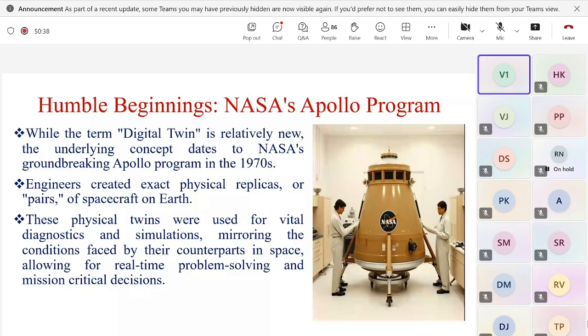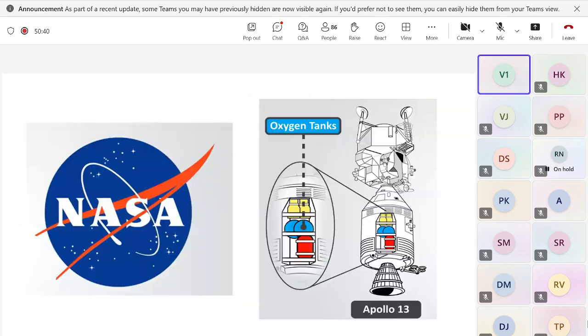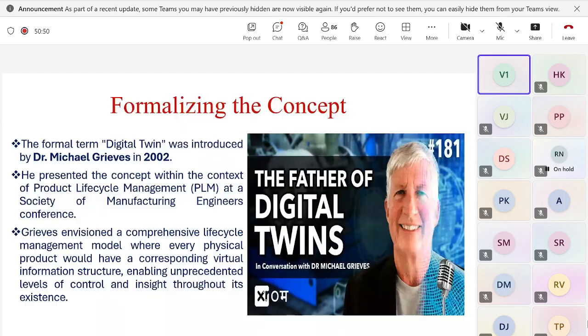There was an issue in terms of Apollo 13. That was the start point, where they talked about a concept called digital twin technology. That's about this evolution. And the father of the digital twin is none other than Dr. Michael Grieves. In 2002, he coined the name.